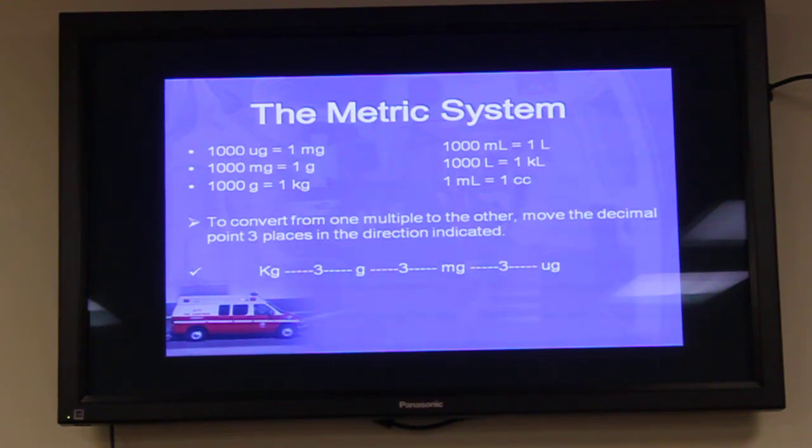3,000. 1 gram. 1 gram. Janie? 1,000 milligrams. That's correct.